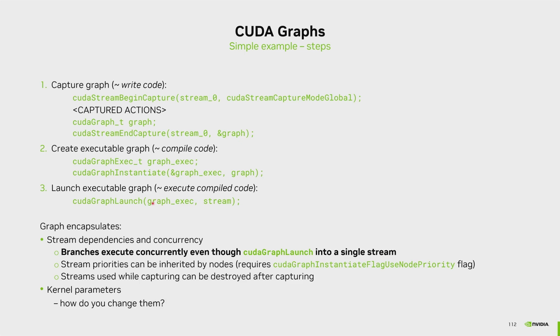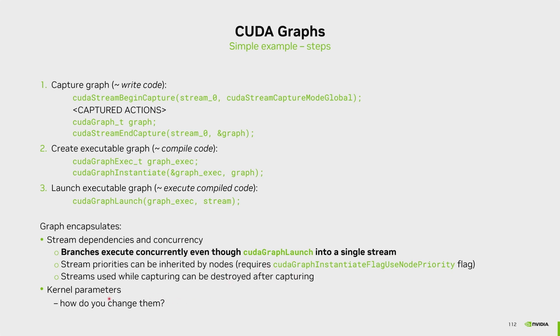Note that the graph is launched with just two parameters, the graph itself and the stream. So despite being launched in a single stream, it preserves the recorded concurrency. Also, you can inherit stream priorities if you specify this flag. By default, they're not inherited. And since it is launched in a completely separate stream, you can destroy the streams that we used during capturing.